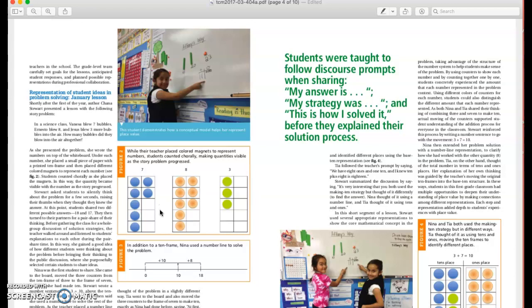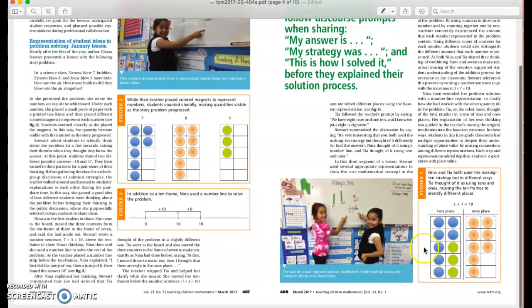The first student went to the board and moved the magnets around to show her thinking, while Stewart wrote the number sentence on the board to show the students' thinking. This student explained that she used a number line to solve the rest of the problem, and Stewart placed a number line below the 10 frames. Next, Stewart had another student who saw the problem differently come to the board. This was her example. And this student moved the magnets in the 10 frame to make a 10 first, and then counted the ones.